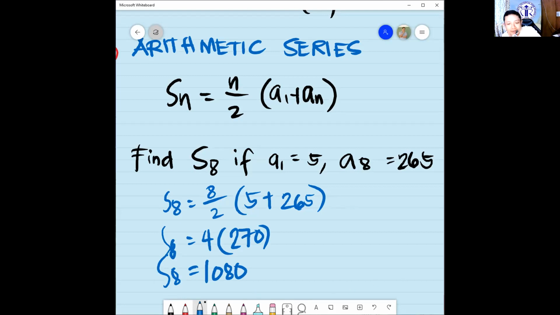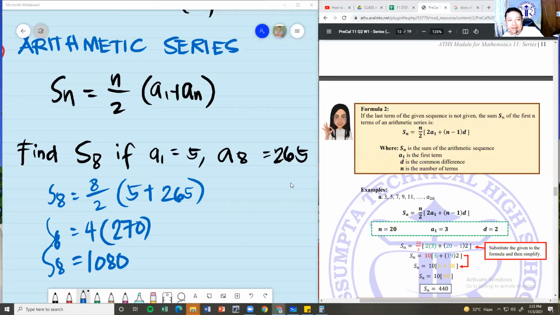Show a reaction if you understood that process. Let me see. Okay, very good. That's simple. Okay, good. Now, what if the first term is given, but the last term is not, and other terms are given? What shall we do? If that's the case, we will end up using a different formula. Here.